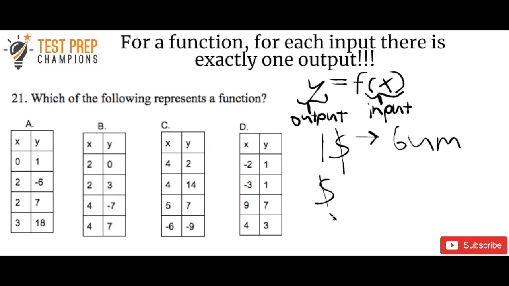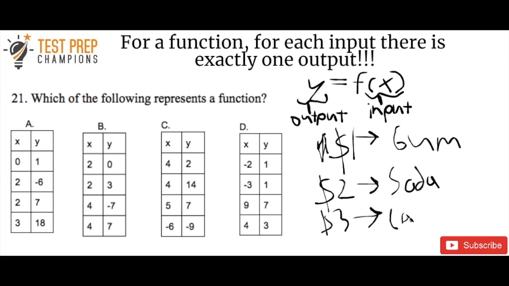But for $2, you can get, let's say, a soda. I don't know why I put the dollar sign here. Let me cross that out. So for $1, you get gum. For $2, you get soda. And for $3, let's say you get a coffee. I mean, that's a little expensive for a coffee, but let's say this is an expensive store. So you pay, just for pretend.